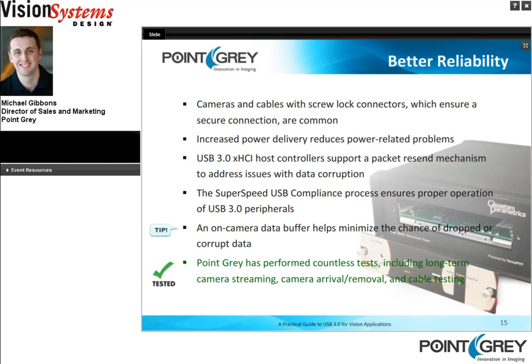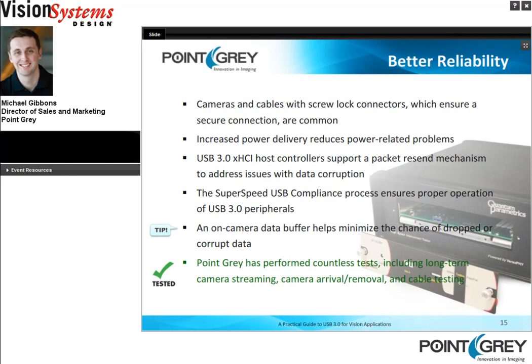There's also increased power delivery, which reduces power-related problems. So, if you've got a camera that's drawing a little bit more power than it should be, then you have enough power that it's going to be able to accommodate that.